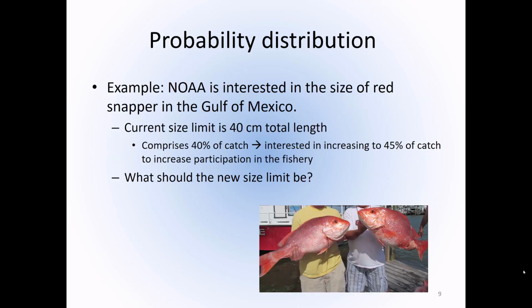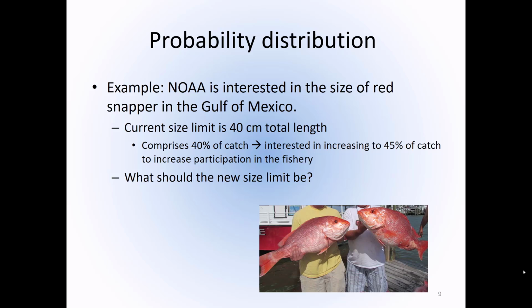So let's take an example here to illustrate this point. Let's say that NOAA is interested in making some adjustments to the red snapper fishery in the Gulf of Mexico. The current size limit is 40 centimeters in total length, meaning that fish smaller than this cannot be retained. They can't be kept. But NOAA is interested in increasing the amount of fish that are caught and kept in order to increase participation in the fishery.